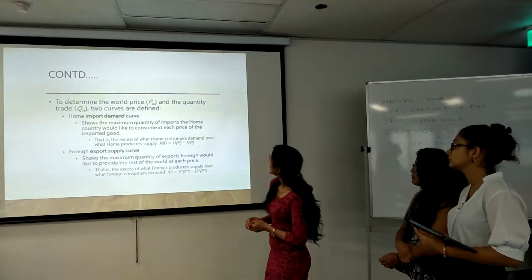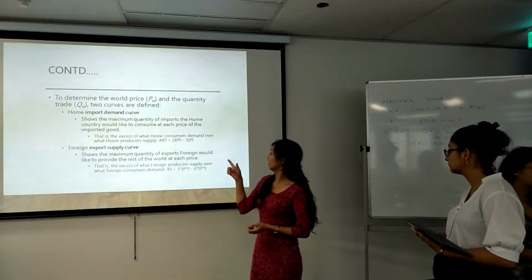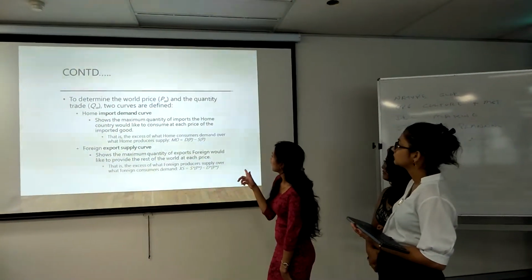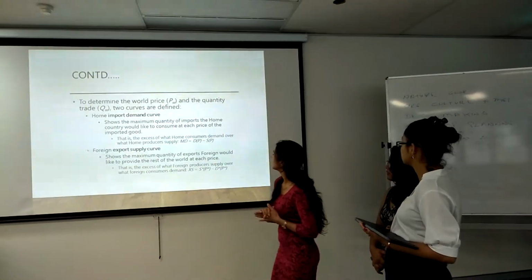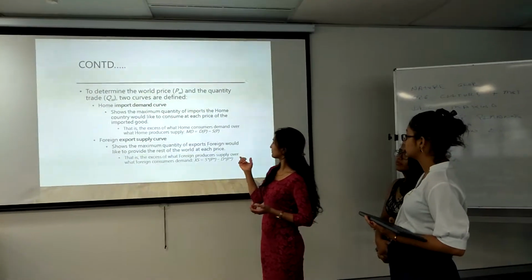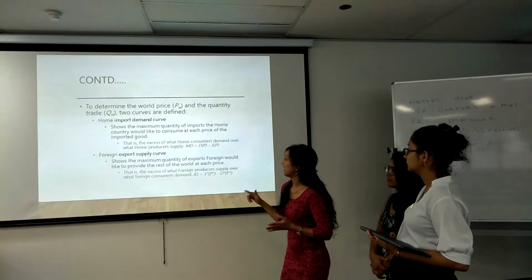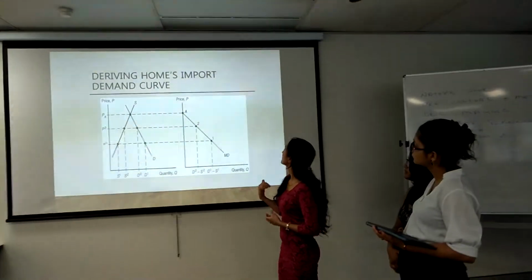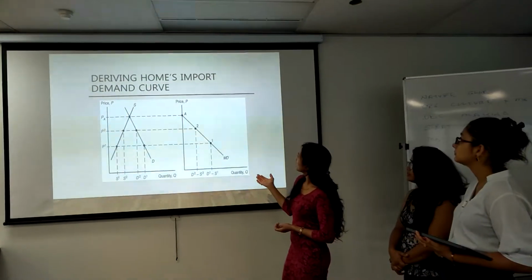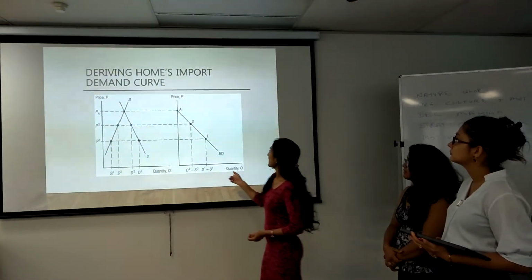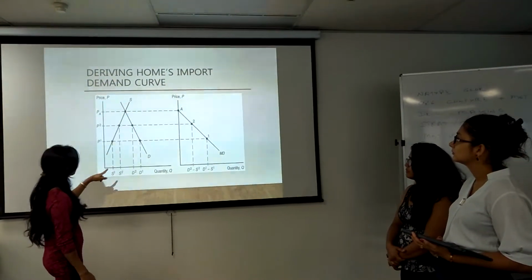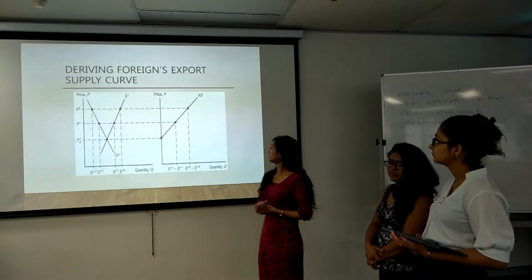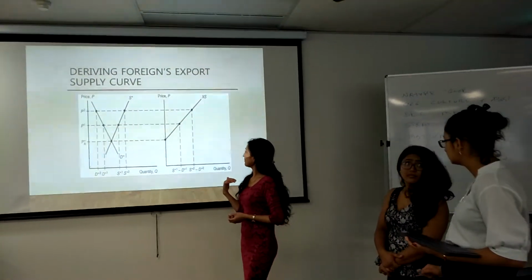In order to determine the world price and the quantity traded, here we have denoted world price as PW and quantity traded as QW. Home import demand curve and foreign export supply curve are two curves which show us the relationship between the goods that have been imported to the home country and the goods that are exported by the foreign country. This figure shows us the import demand curve, which is derived from the home country. We can see the relationship between demand and supply, which has shown us the import demand curve for the home country. So this is the foreign export supply curve.